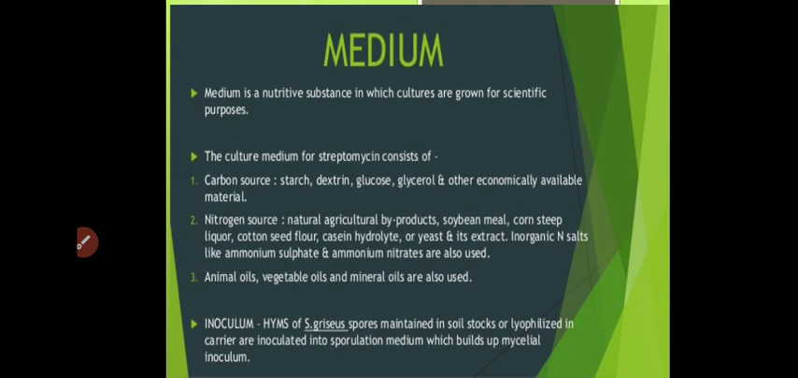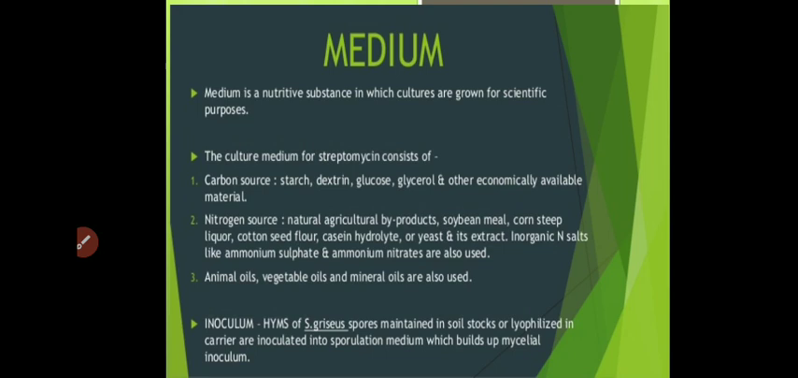Inorganic nitrogen salts like ammonium sulfate and ammonium nitrate can also be used as a nitrogen source in the medium. Animal oils, vegetable oils, and other mineral oils can also be used in the medium. A proper medium is designed by using all these raw materials for the production of streptomycin.